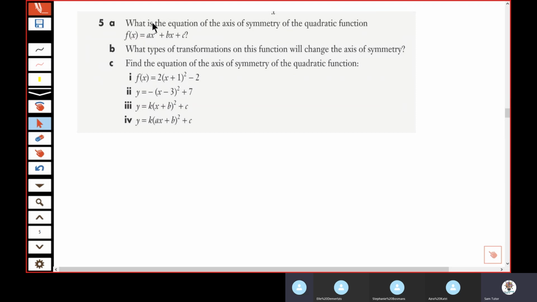Is that ax squared or cubed? I think square. Thank you.